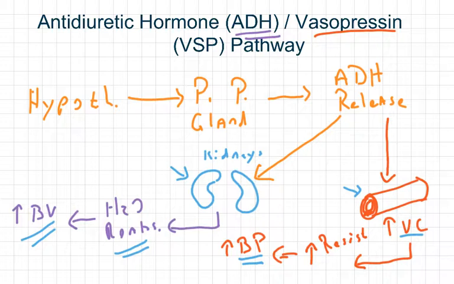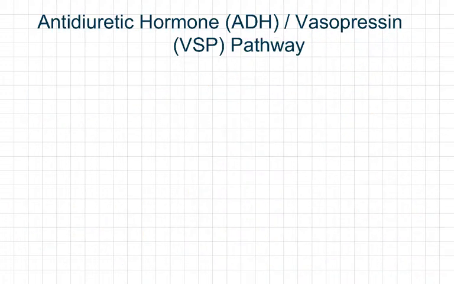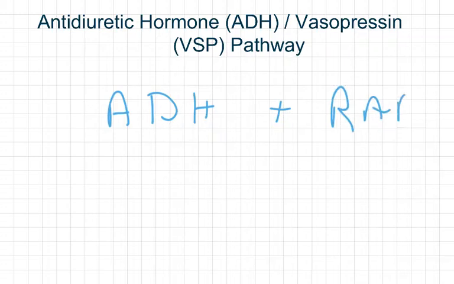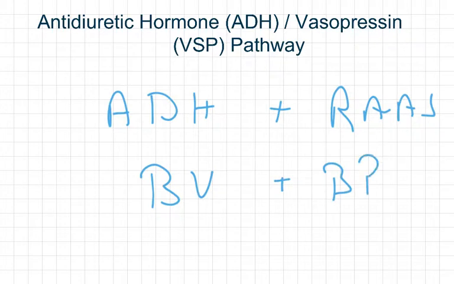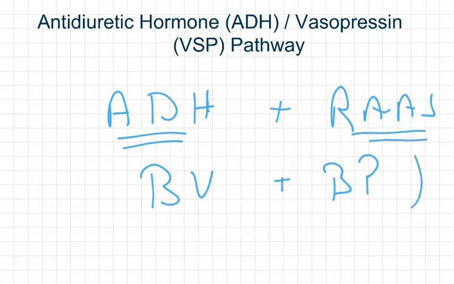However, what we do see is that this pathway and the RAAS pathway work in conjunction with each other to help regulate blood volume and blood pressure. And so the body has a short-term pathway and a long-term pathway to regulate both these elements.